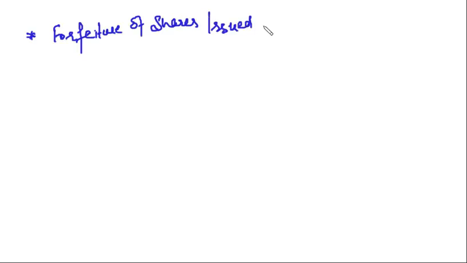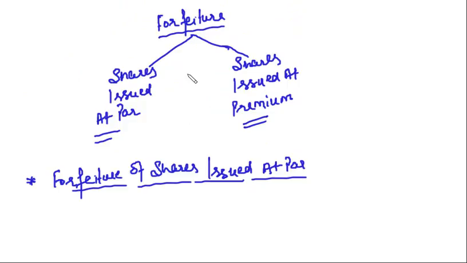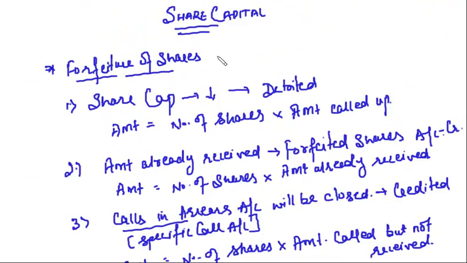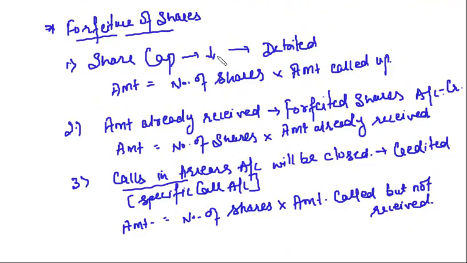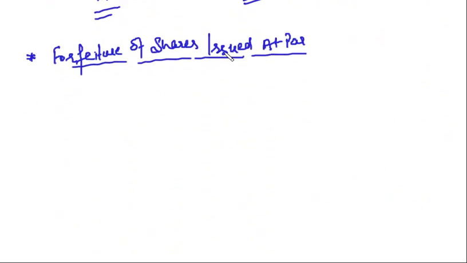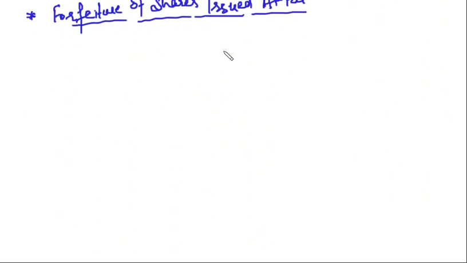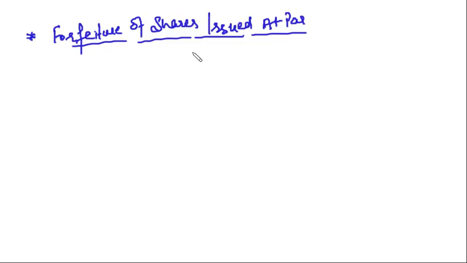Now in this lecture, we'll just do forfeiture of shares issued at par. Right? Forfeiture of shares issued at par. The journal entries will be exactly the same that we discussed in the last lecture for at par. Right? Let us do a practical problem on this and you will be able to understand all the concepts.